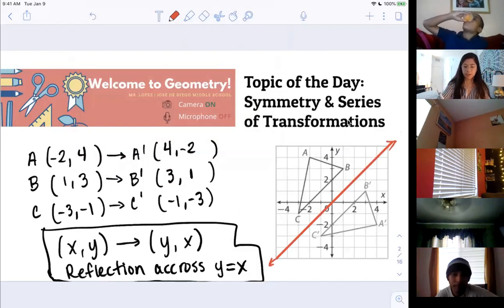Now let's check to make sure. Does this look, in fact, like it's a reflection? You can tilt your head, tilt your screen, so you can look and check. B and B prime, do they look about the same distance from the red line?